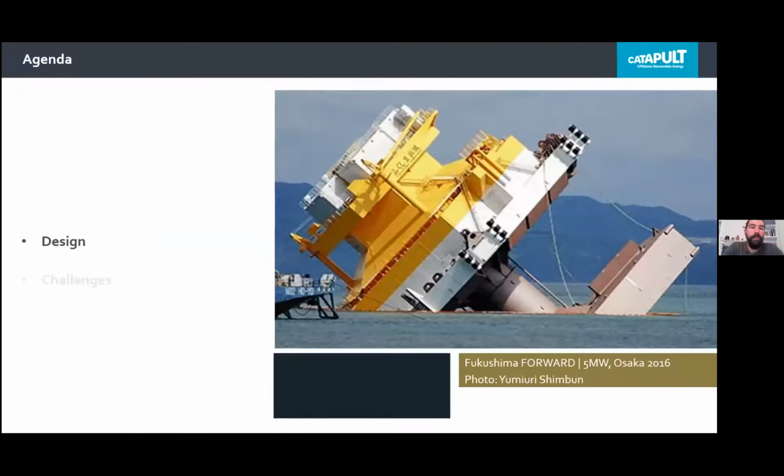I will first have a chat with you about some design aspects that concern floating wind, and then transition to some challenges that also need to be addressed. The image here is trying to stress the importance of a careful design. Although nobody got hurt in 2016, they were able to right the ship, so to speak, and conclude the project successfully.